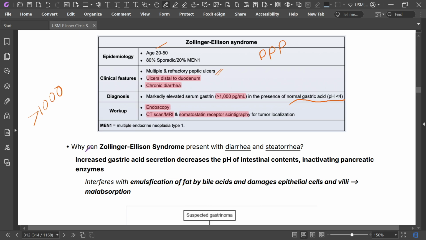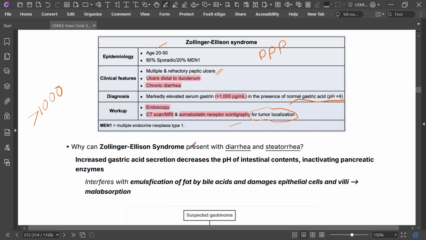Workup is endoscopy, CT scan or MRI, and somatostatin receptor scintigraphy for tumor localization. So for tumor localization, we need to do somatostatin receptor scintigraphy.